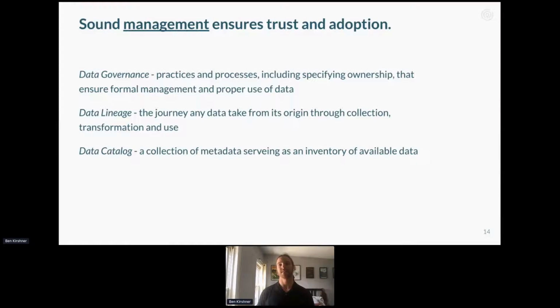A data catalog is essentially a collection of metadata that serves as an inventory of all your organization's data. Again, if data governance is about quality and data lineage is about context, a data catalog is really about documentation and accessibility, making sure that individuals know what's available to them and can easily find it.